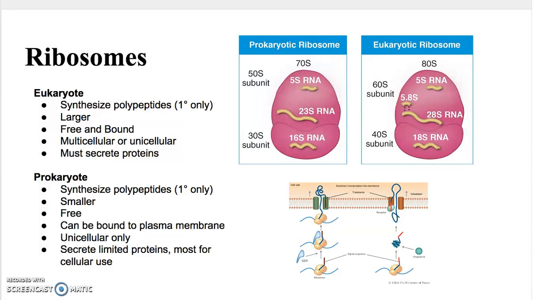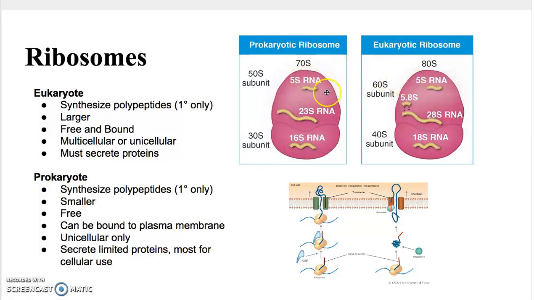Okay. And then the last thing is ribosomes would be a third excellent choice for B. We know all cells have ribosomes because all cells need to make polypeptides or proteins. And this is the first step. In eukaryotic cells, ribosomes synthesize polypeptides. In prokaryotic cells, they also synthesize polypeptides, but they're slightly different.